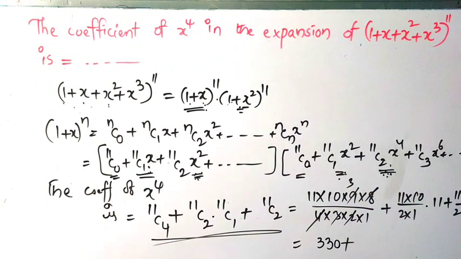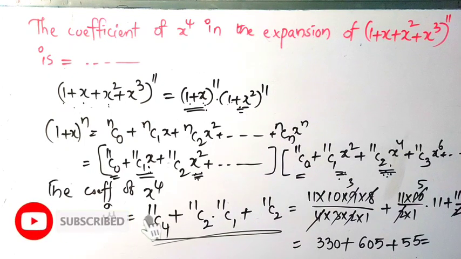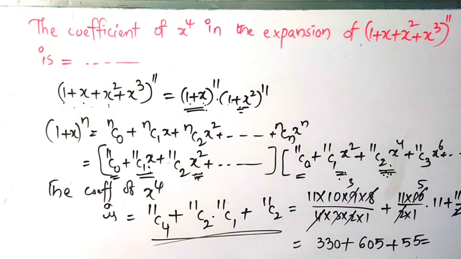Plus 2 1s are 2, 5 2s are. So 11 into 11 is 121, 121 into 5 is nothing but 605 we get here. 605 plus 2 1s are 2, 5 2s are. So we get here 11 5s are 55. So we get the answer 990.